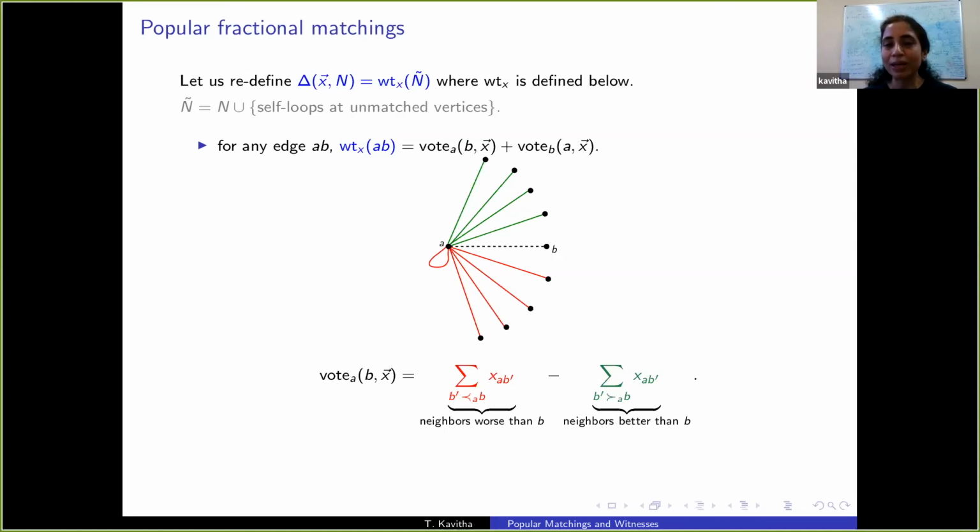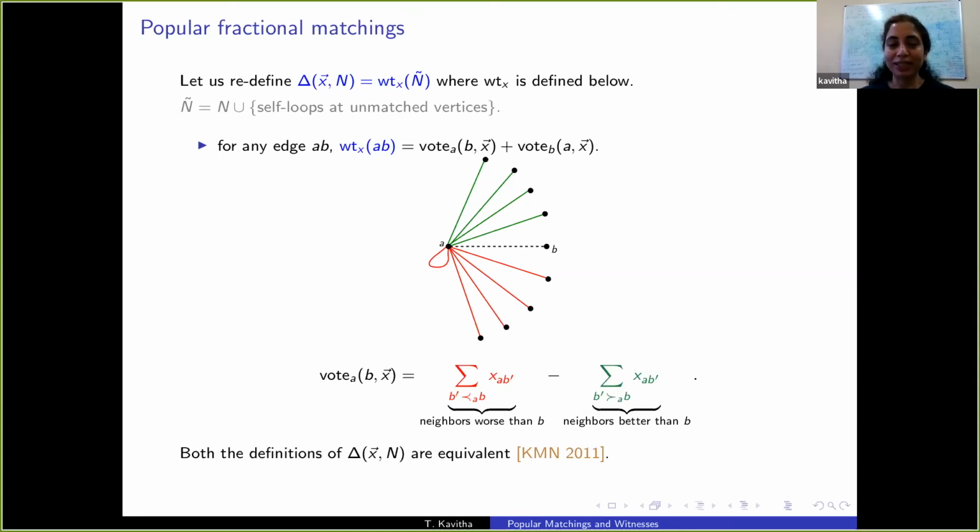Let's put self loops also so that every vertex is perfectly matched. And so it is just the sum of the x values it has along edges to neighbors that are strictly worse than B, minus the sum of x values it has along edges to neighbors strictly better than B. It is just by linearity. In fact, what we defined in the previous page, which looked like a natural definition, and this definition coincide. So this is joint work with Julian Mestre and Meghna, who is the chair.